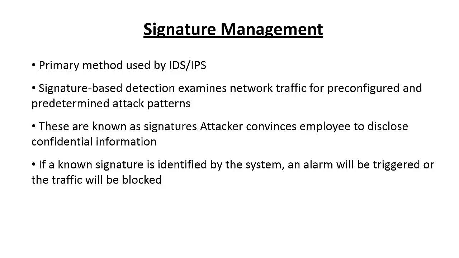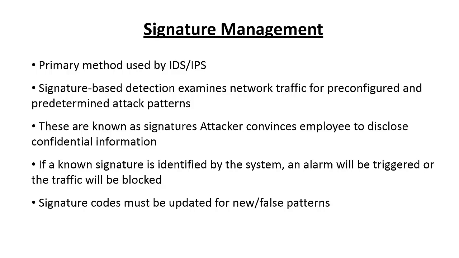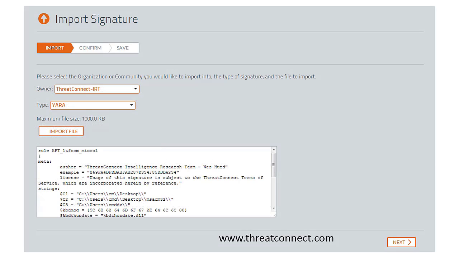If a known signature is identified by the system, an alarm is triggered or the traffic will be blocked. This depends on how you've configured your IDS and IPS. So it will either send an SNMP alert or create some sort of log message or whatever you've designed it to do. The signature codes are updated, or they should be updated regularly for new or false patterns. You really don't want false positives either, because it's just going to mean traffic's blocked when it shouldn't be.